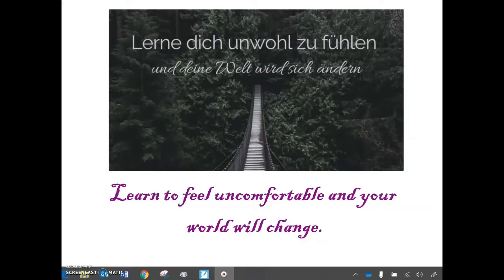Lerne dich unwohl zu fühlen und deine Welt wird sich ändern. Learn to feel uncomfortable and your world will change. Another example of an infinitive clause in this saying.